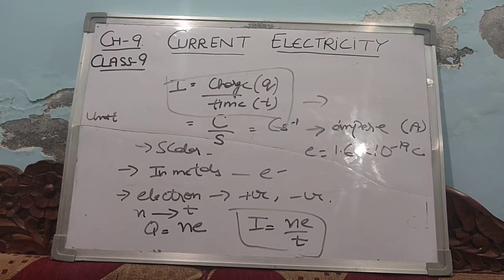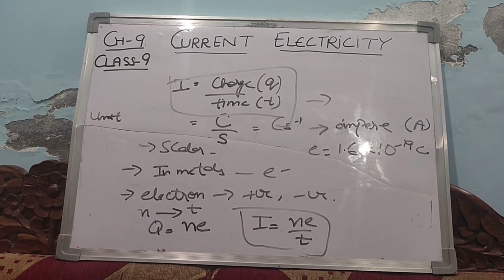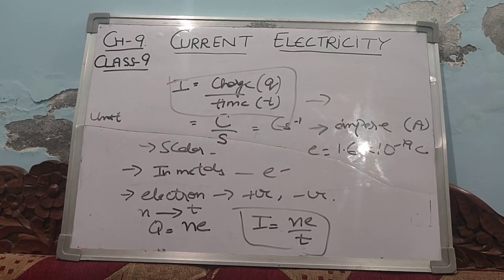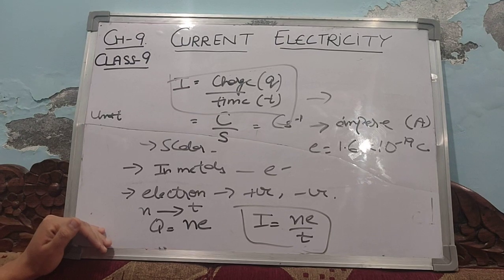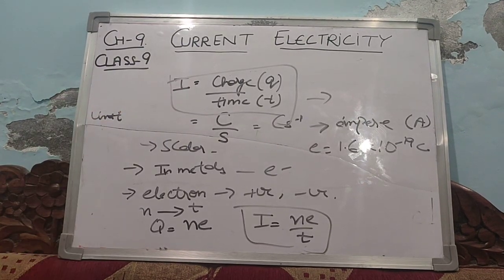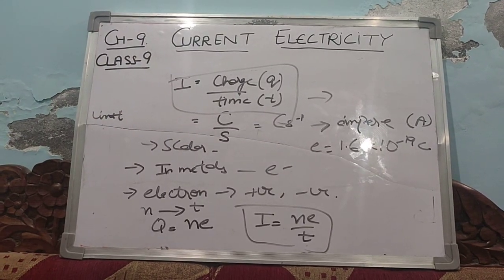Today we have studied what is meant by direct current, alternating current, types of cells, primary cells and secondary cells, and electric current. So electric current is the rate of flow of electric charge.